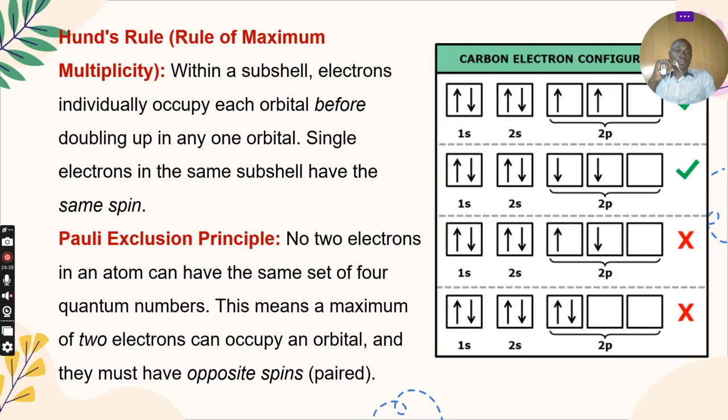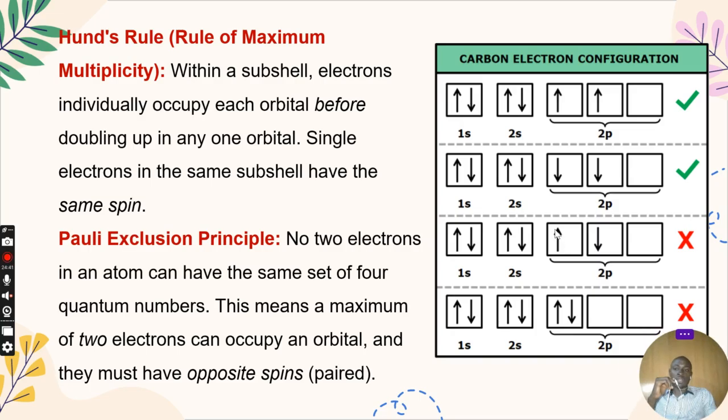For example, this is how we represent the orbital diagram. Before I go into this diagram, I'll just explain the Pauli Exclusion Principle. It states that no two electrons in an atom can have the same set of 4 quantum numbers. This means that there's a maximum number of 2 electrons in an orbital, and they must have opposite spins.